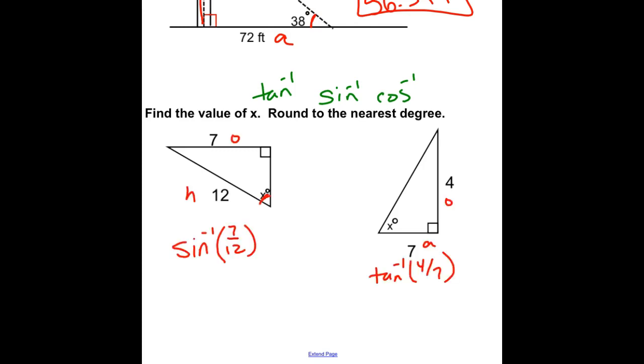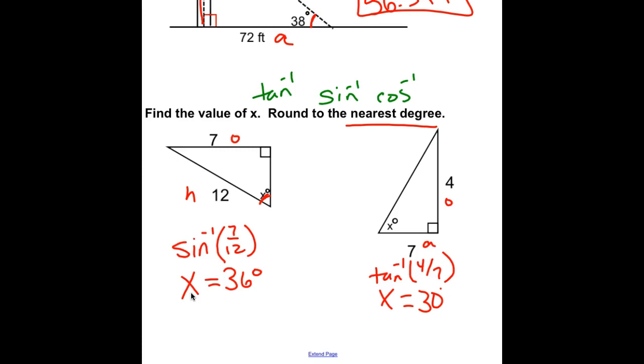So these are what I set up. I set up sine inverse for the first one, and tangent inverse for the second. When I type it in, it does say round to the nearest degree, so I'm going to get that x equals, and I got 35.68, so it's going to become 36 degrees. And for the second one, I type it in, I get 29.74, so that's going to round to 30 degrees.